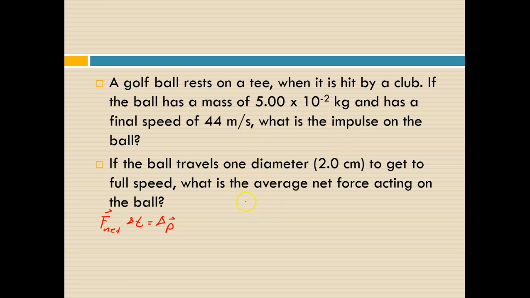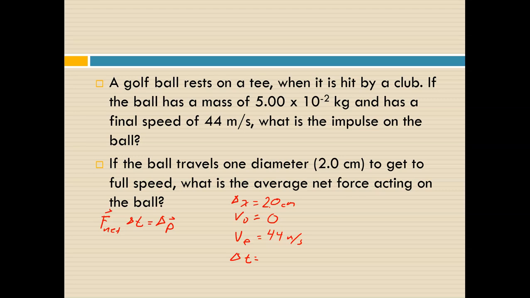Then we would know delta x, which is 2 centimeters. We know the initial velocity, which is 0. We know the final velocity, which is 44 meters per second. So therefore, we can find delta t. Do you see? Once you find delta t, you can go ahead and solve for F net.